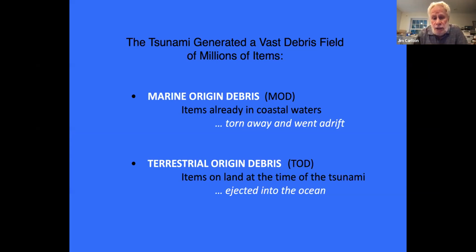What it did, it generated millions of items launched into the North Pacific. Some of them were already in the water and were torn away. A lot of it was on land and was then ejected into the ocean.